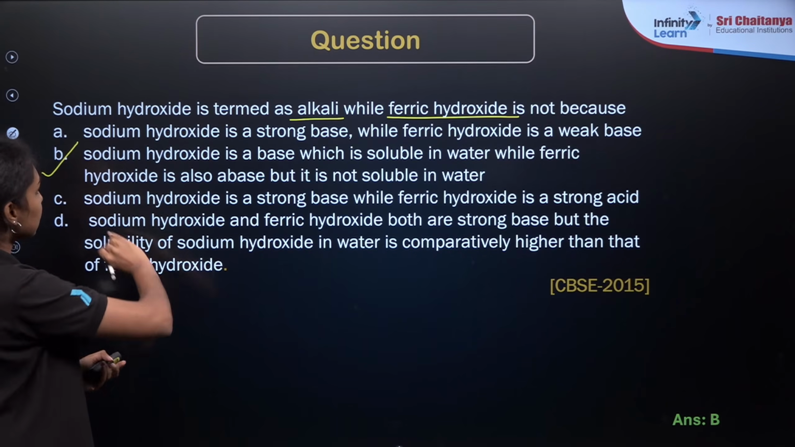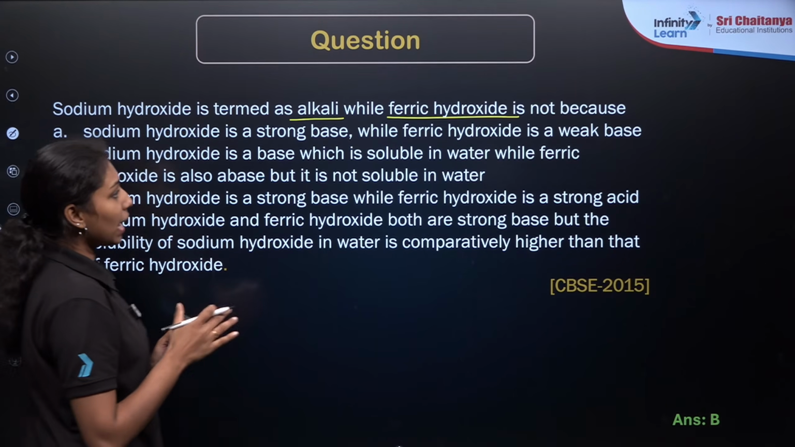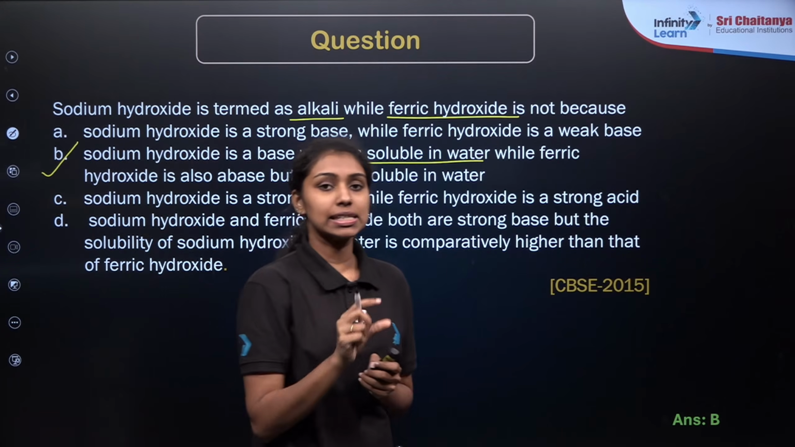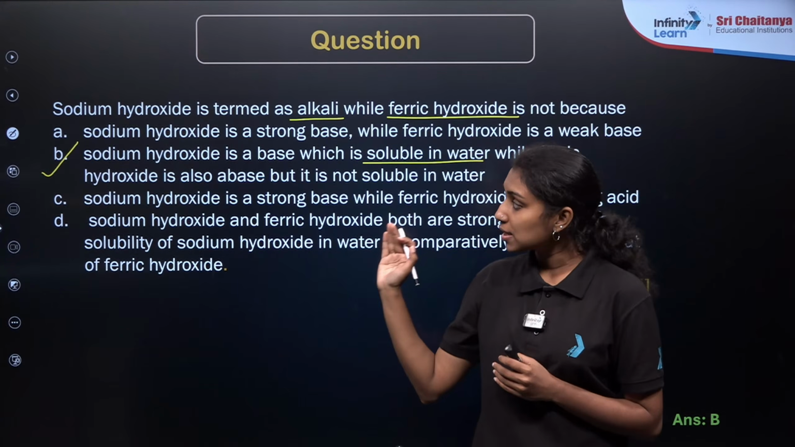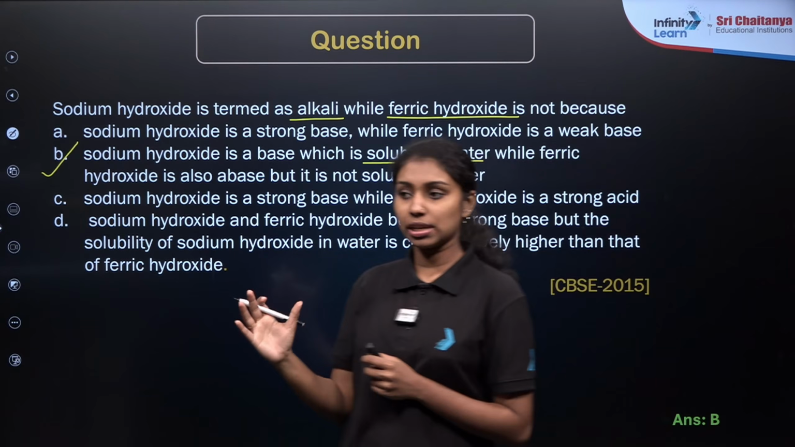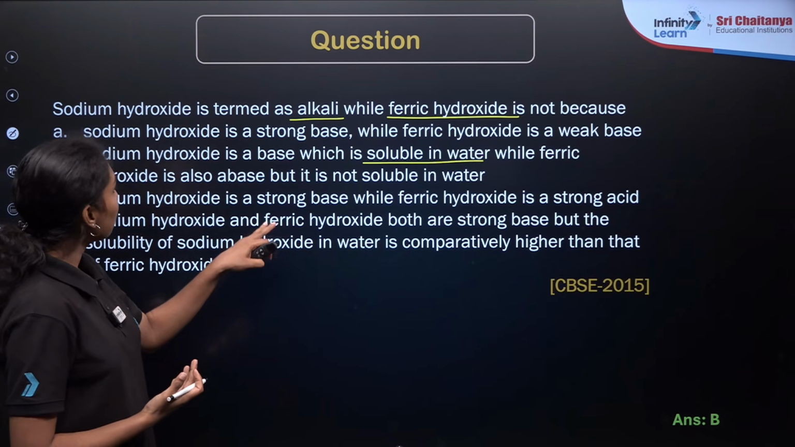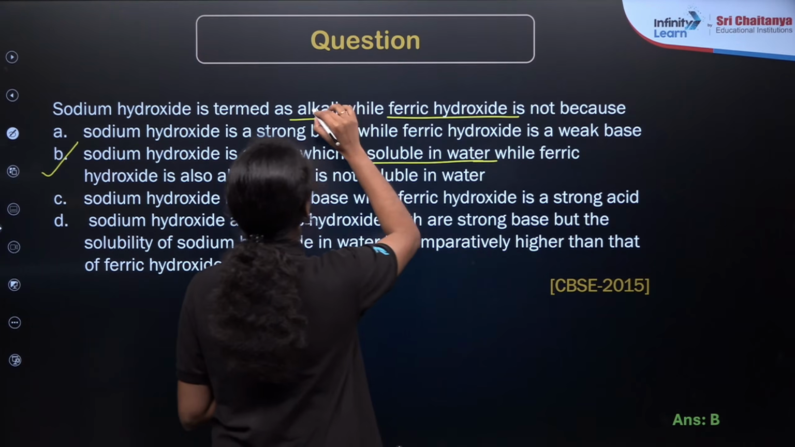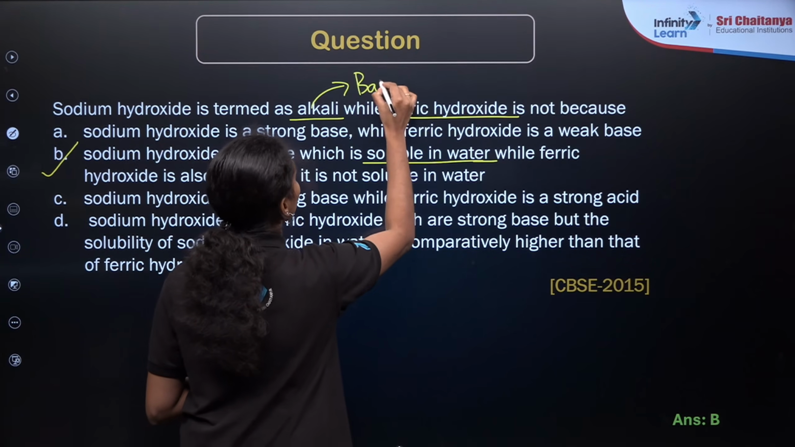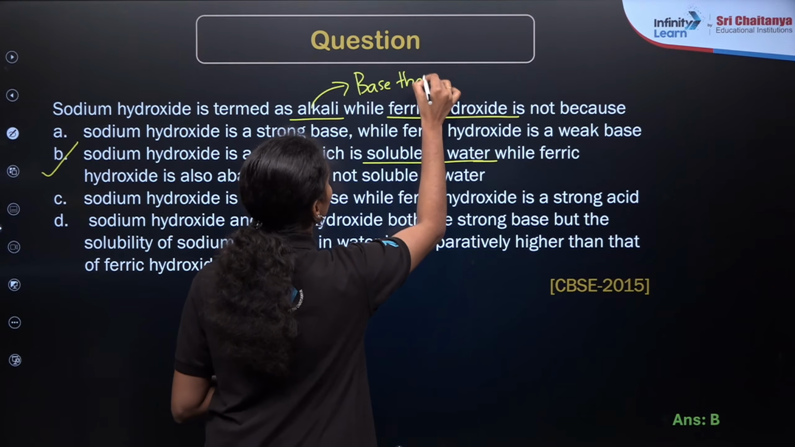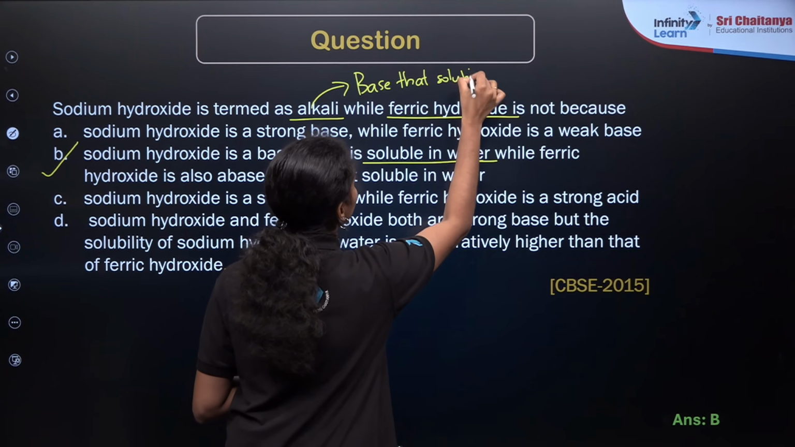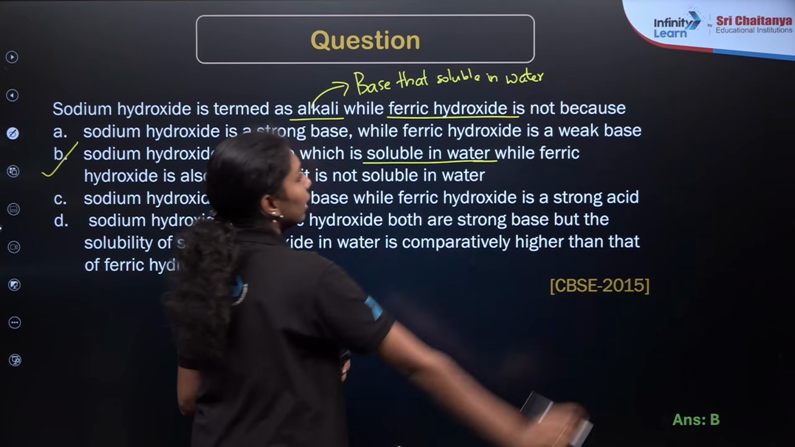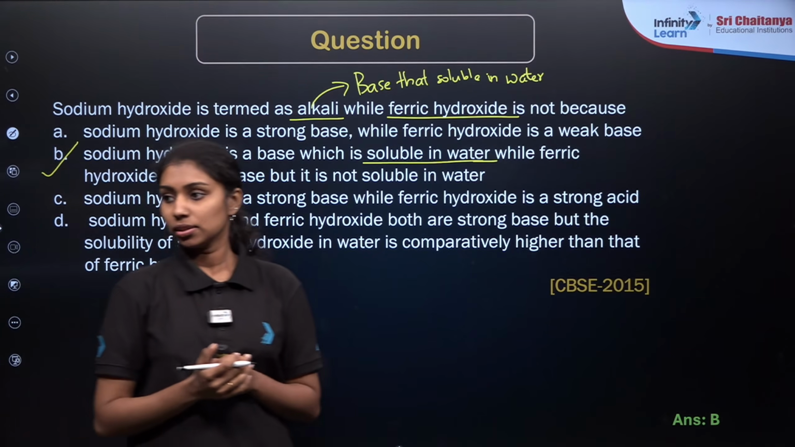Okay, Arush, option B is the correct answer here. Sodium hydroxide is a base which is soluble in water. So there is a small difference between base and alkali. Both of them form hydroxide ions, but alkalis are soluble in water. The base that is soluble in water is known as alkali. Is that clear? Is there any doubt? What is the difference between alkali and base?